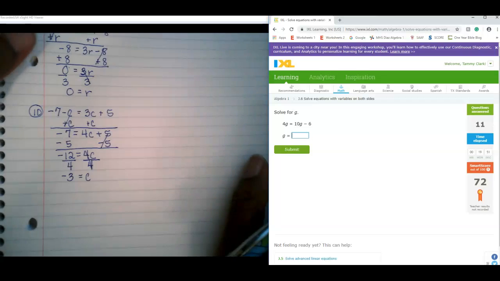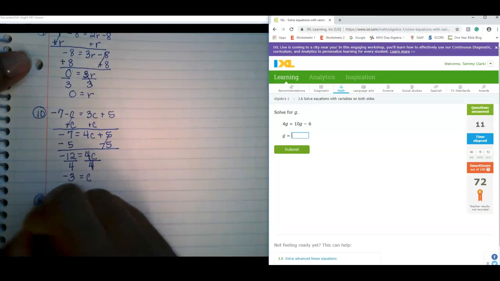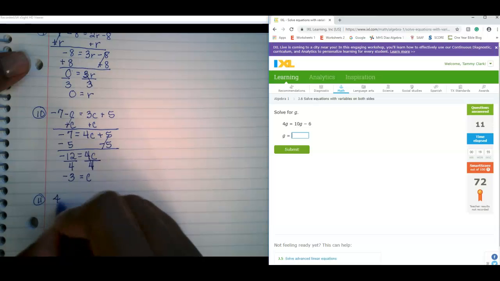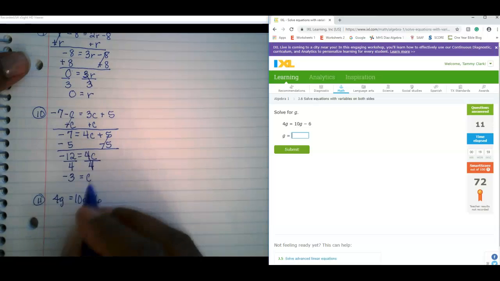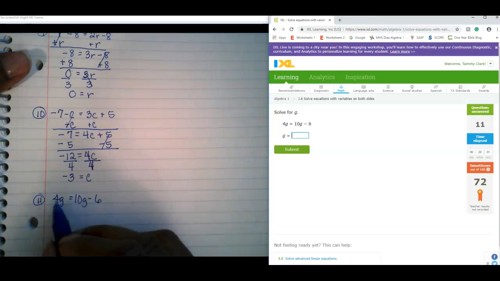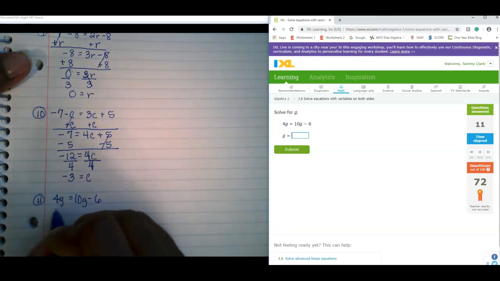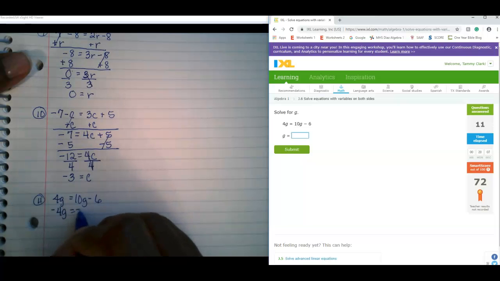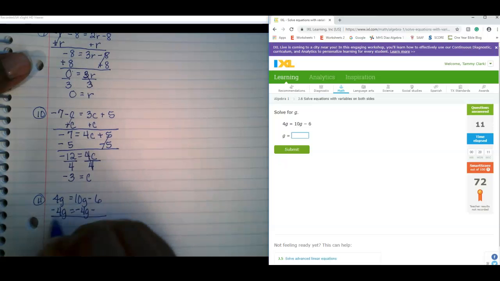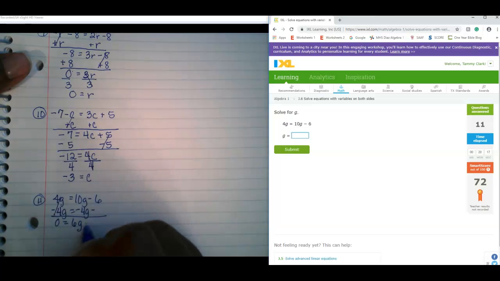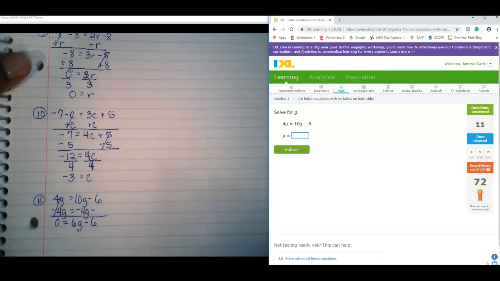Number 11, we have 4g equals 10g minus 6. Well, 4g is smaller than 10g, so I'm going to move 4g by subtracting it from both sides of the equation. And that leaves 0 equals 10g minus 4g is 6g minus 6.